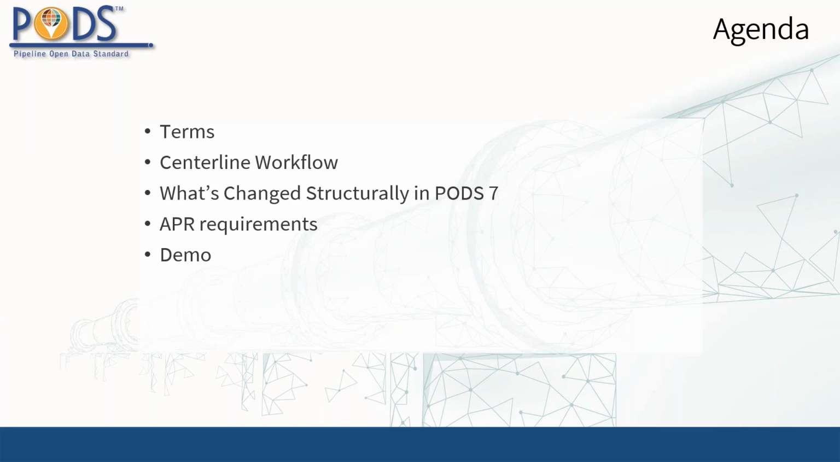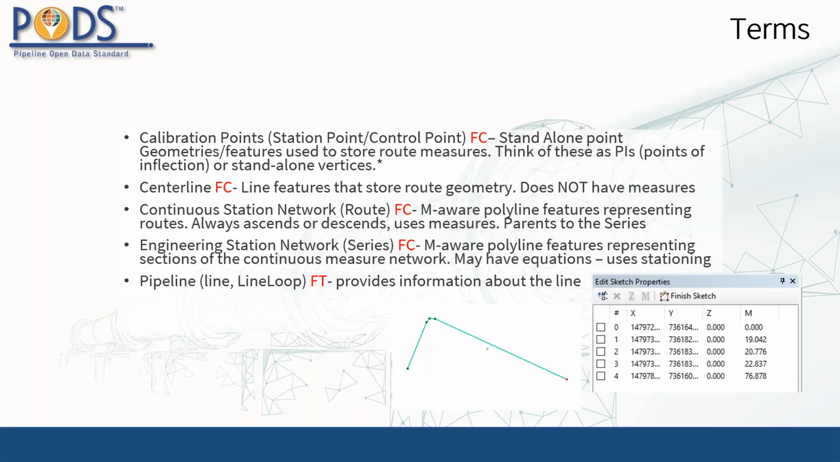So it'll be a quick slide deck followed by a demo in APR. First we'll go over terms. We'll go over the Centerline workflow for PODS 7, what's changed structurally in PODS 7, some APR requirements, and then a demo. And you're probably thinking, why are we going over APR if we're talking about PODS 7? And we will go over that. Stay with me. It'll all make sense in the end.